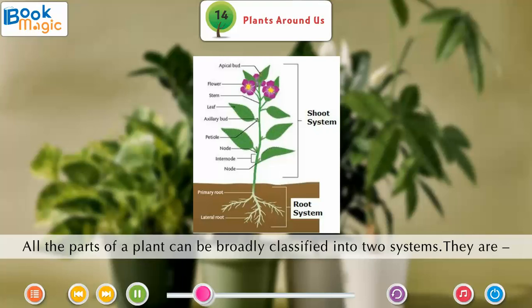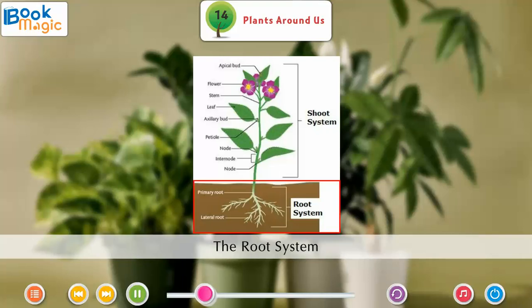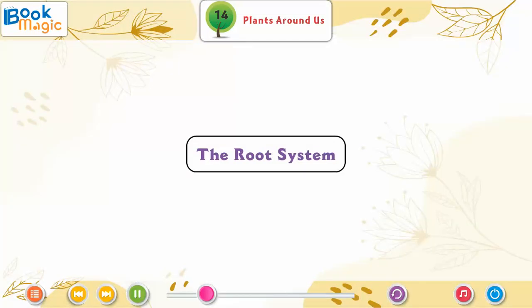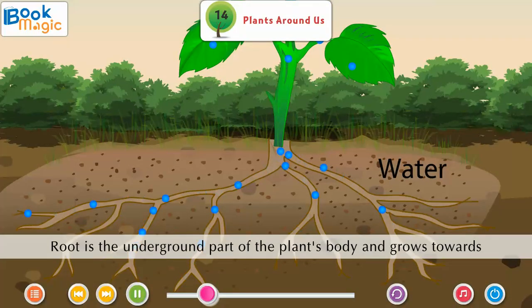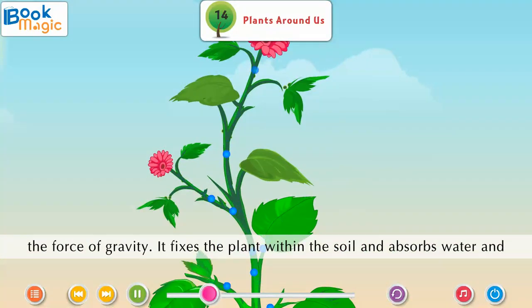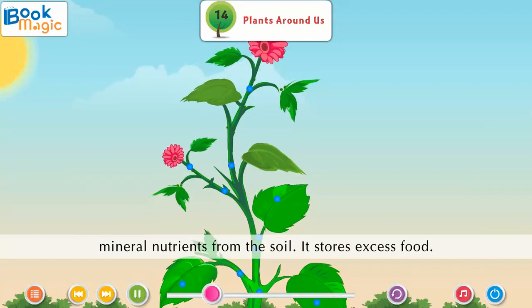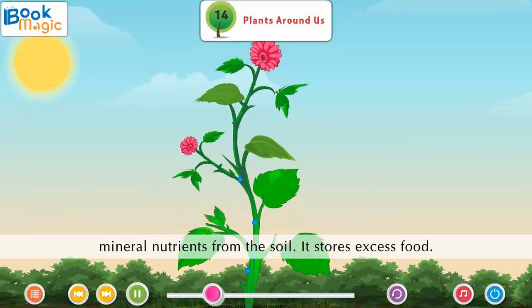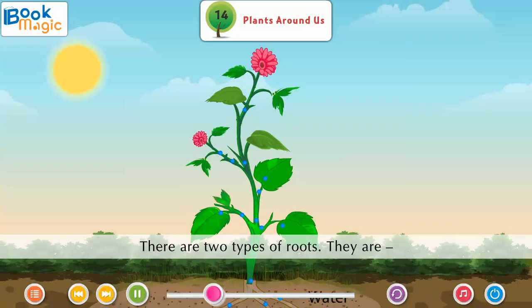All the parts of a plant can be broadly classified into two systems. They are the root system and the shoot system. The root system. Root is the underground part of the plant's body and grows towards the force of gravity. It fixes the plant within the soil and absorbs water and mineral nutrients from the soil. It stores excess food.